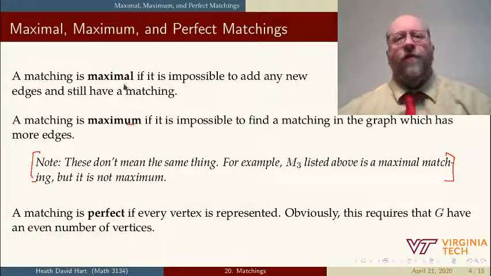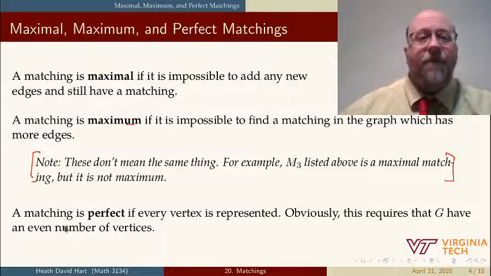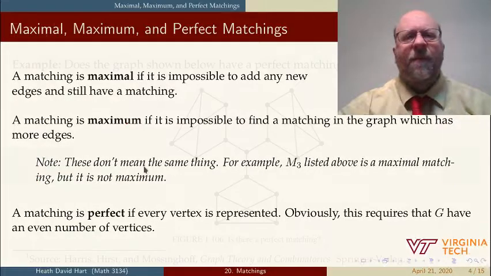Maximal, you are constrained to working with the matching you already have, and you can't extend it any further. Maximum means that you can start over and find a better matching than the one you've got. A matching is perfect if every vertex is represented. This requires that G has to have an even number of vertices if every vertex is matched. And so not all graphs will have a perfect matching.